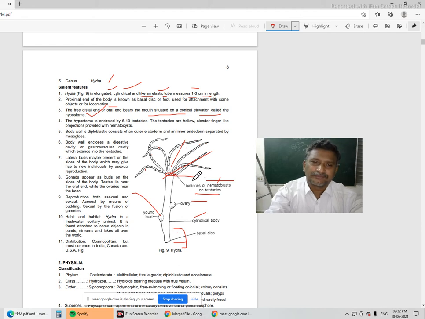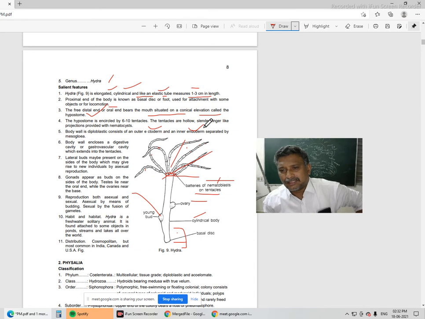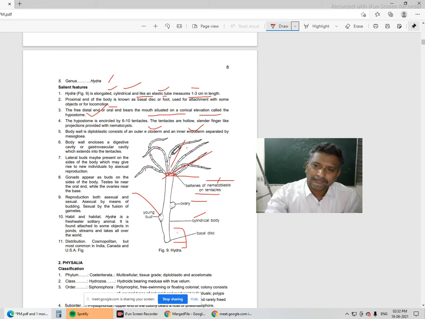Hypostome, they say. The body wall is diploblastic, consisting of an outer ectoderm and inner endoderm. Actually these wordings are not suitable. You remember, ectoderm is called the epidermis and endoderm is called the gastrodermis. In between them a gastrovascular cavity also will be there. Now the body wall encloses a digestive cavity or gastrovascular cavity, which extends into the tentacles.